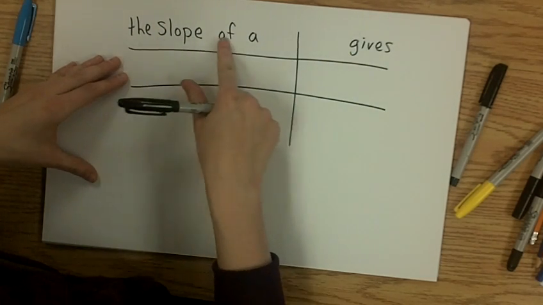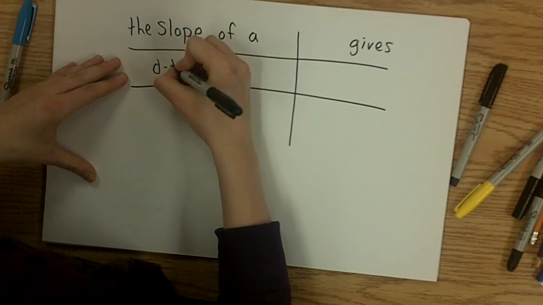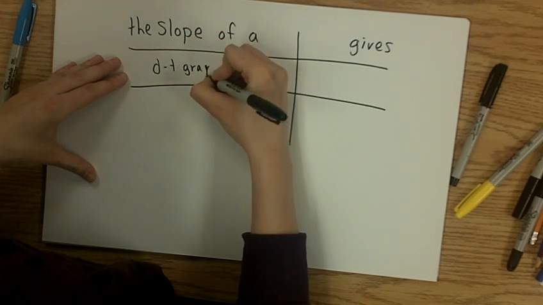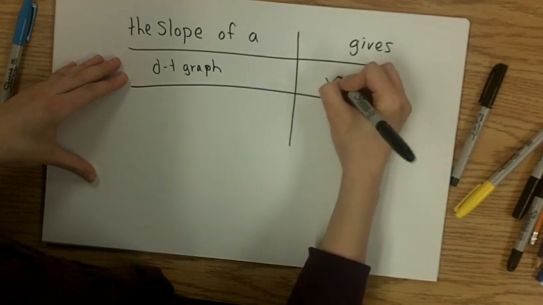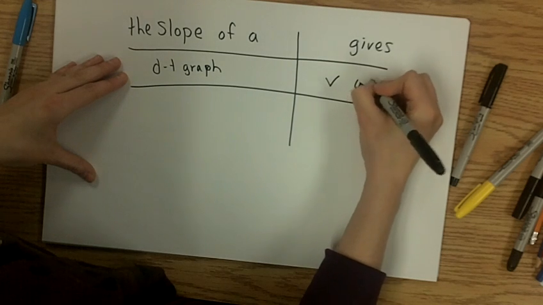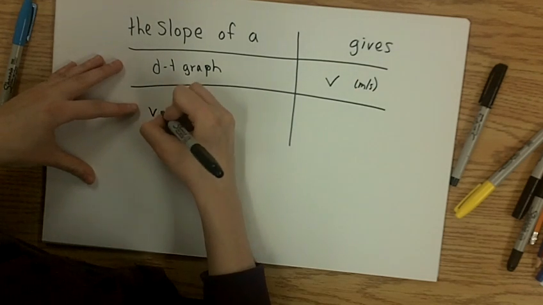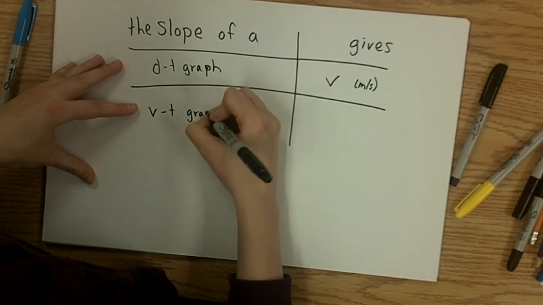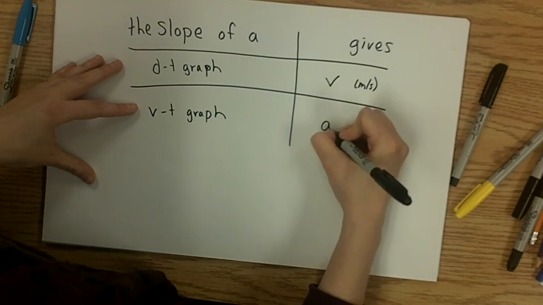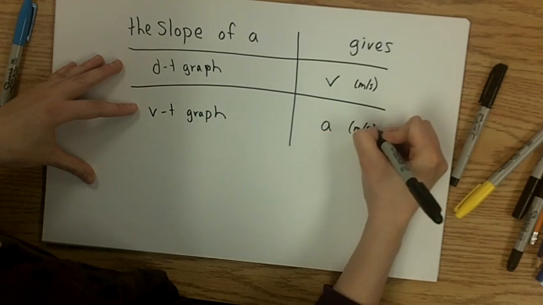So the slope of a DT graph gives v in meters per second. The slope of a VT graph gives a in meters per second squared.